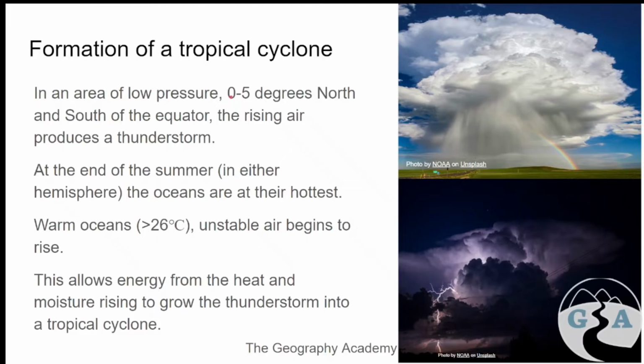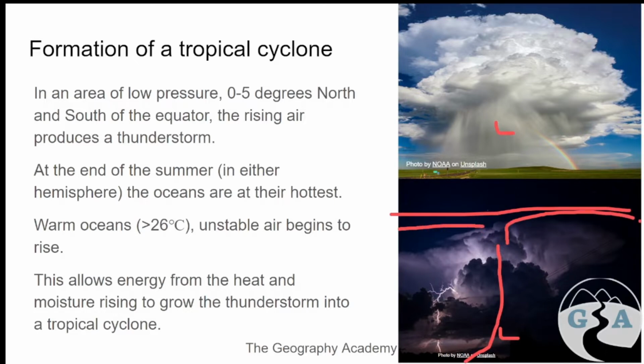In an area of low pressure, about 0 to 5 degrees north and south of the equator, the rising air produces a thunderstorm, right? So that's a low pressure system starting here. It's a very localized one. This is a very small one, where we see air rising up very high into the top of the atmosphere and producing these big clouds that kind of form and follow the top of the atmosphere there. And this produces very large storm systems.